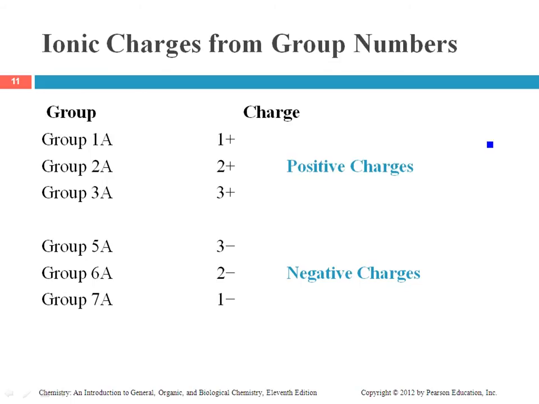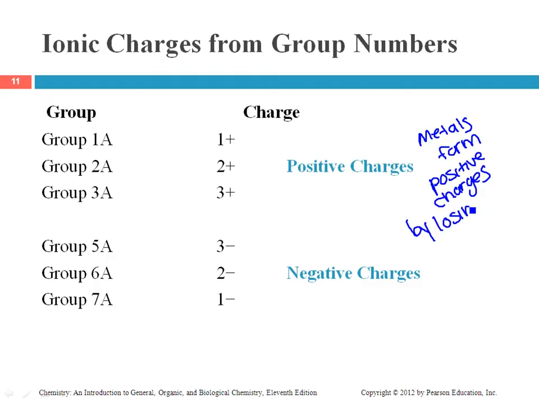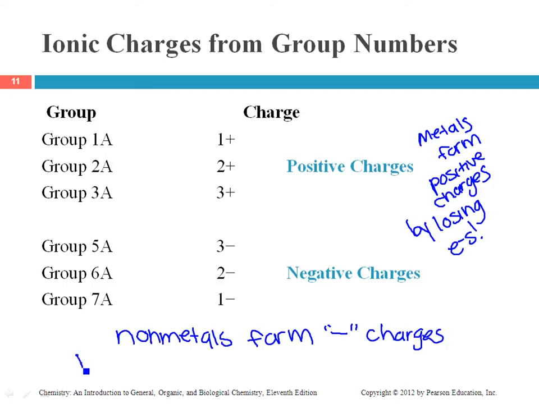So our group 1, 2, and 3A representative elements form a +1, a +2, and a +3. Hence, metals form positive charges by losing electrons. Group 5, 6, and 7 are nonmetals that form negative charges by gaining electrons.